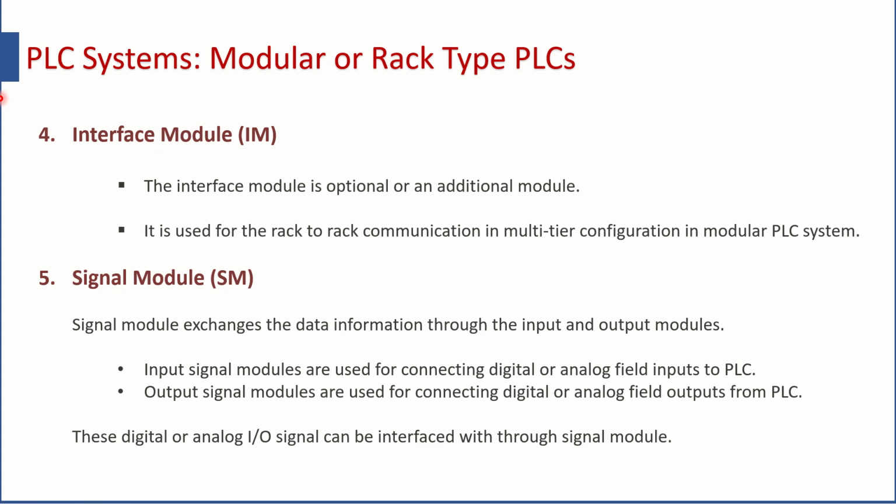Next comes the interface module. The interface module is optional or an additional module. If you need rack to rack communication for multi-tier configuration, then you need this interface module. That is, there is one rack and you need another rack to be connected onto that, or you need some multi-tier connection for large modules, then you need an interface module.